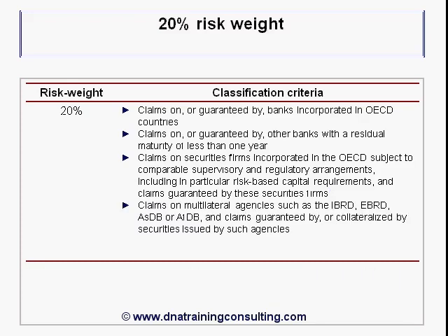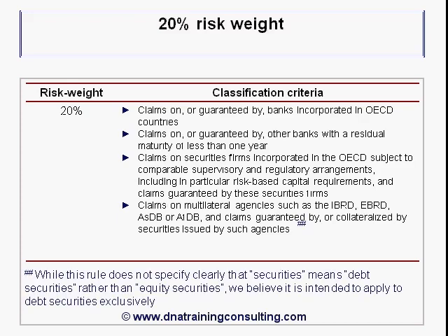Next, claims on multilateral agencies such as the IBRD, i.e. the World Bank, the EBRD, the Asian Development Bank, or the African Development Bank, and claims guaranteed by or collateralized by securities issued by such agencies. While this rule does not specify clearly that securities means debt securities rather than equity securities, we believe it is intended to apply to debt securities only.